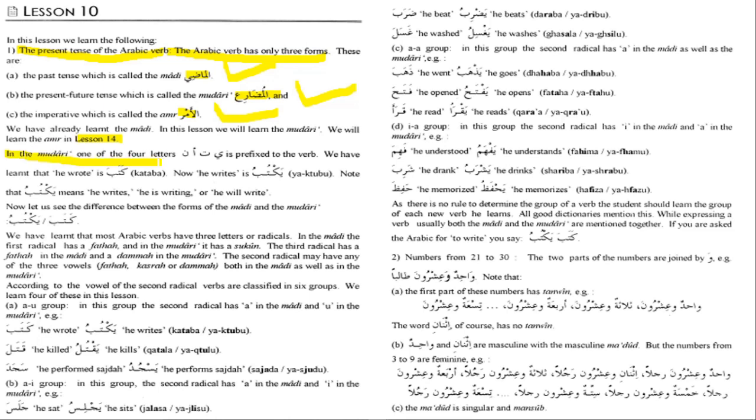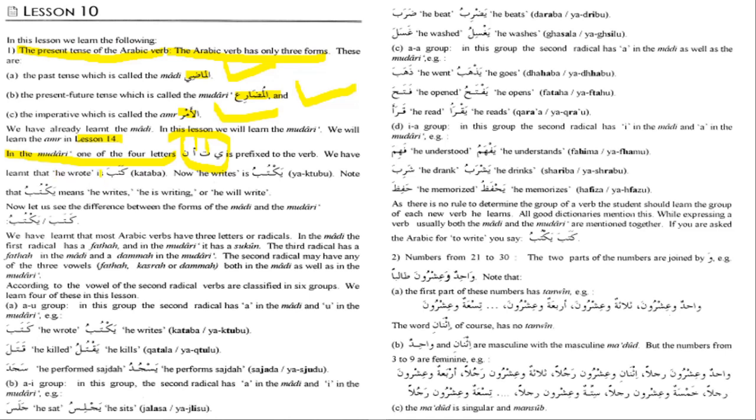In the mudari', one of these letters precedes the verb: either a ya, a ta, a hamza, or a nun. Just like zahaba, yazhabu, a ya precedes it. And then it becomes tazhabu, azhabu, nazhabu. So one of these letters has to precede the fi'l mudari'.